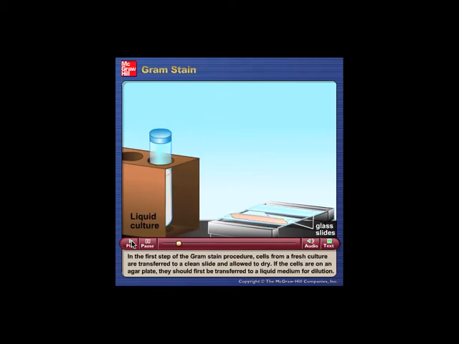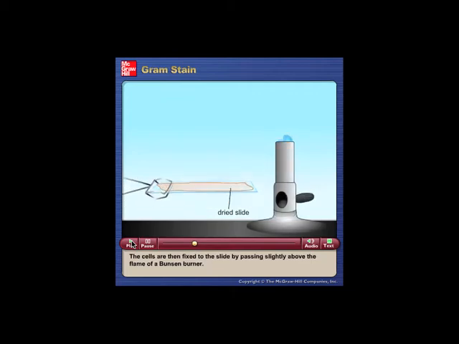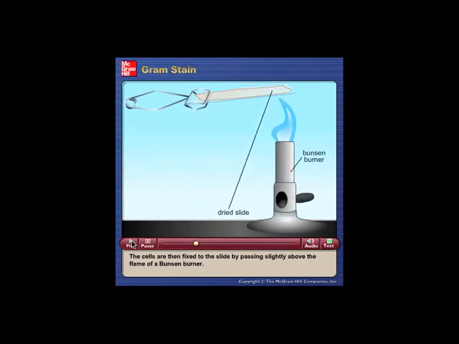If the cells are on an agar plate, they should first be transferred to a liquid medium for dilution. The cells should form a thin, barely visible film. This can be achieved by smearing cells obtained from the surface of an agar medium or from a liquid culture. Fresh cultures must be used because as cells age, they lose their ability to retain the stain. The cells are then fixed to the slide by passing slightly above the flame of a Bunsen burner.